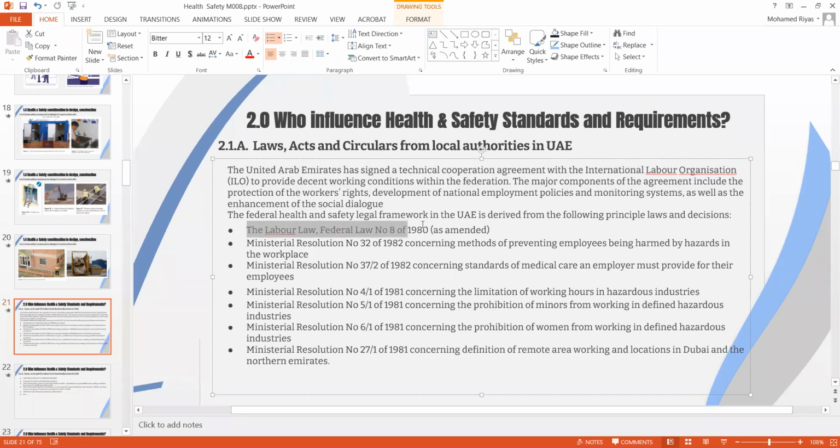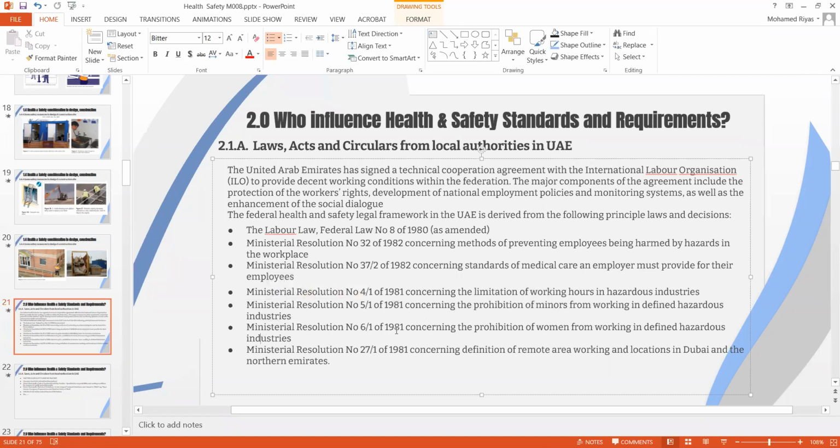The Labor Law, Federal Law 1980, provides detail on safety standards. And there is a ministerial resolution number 32 of 1982, which prevents employees from being harmed by hazards in the workplace. There is one more resolution, again 1982, purely for medical care and employer obligations. Then a further ministerial resolution, 1981, concerning limitation of working hours. And one more ministerial resolution, which is the prohibition of minors from working. So there is an age limit. This ministerial resolution was issued in 1981.